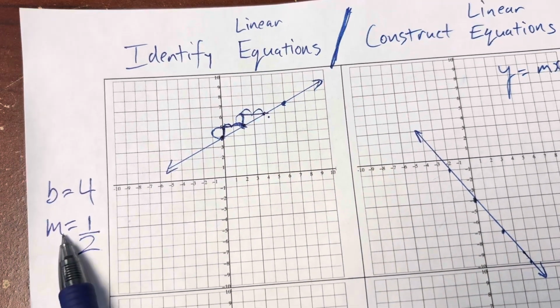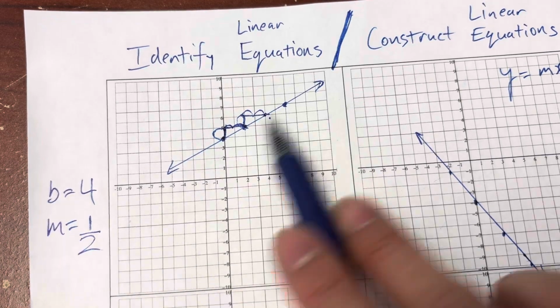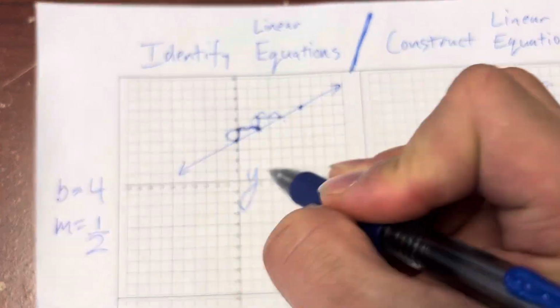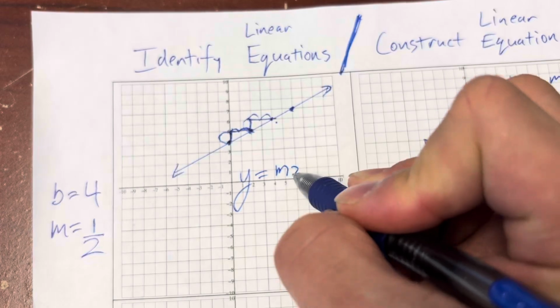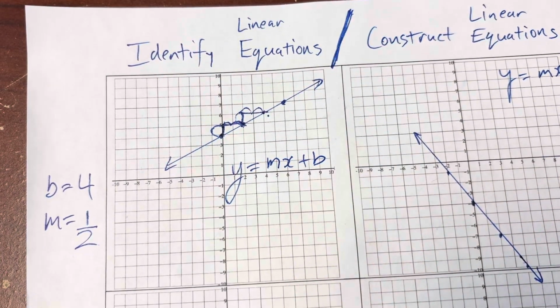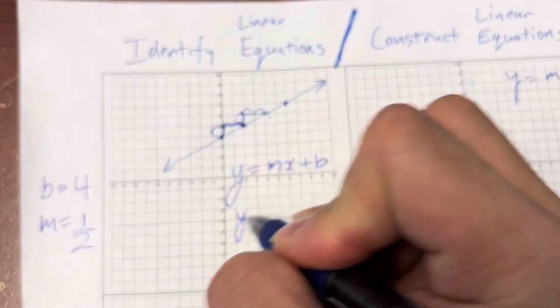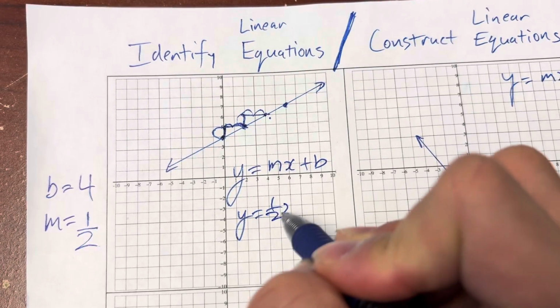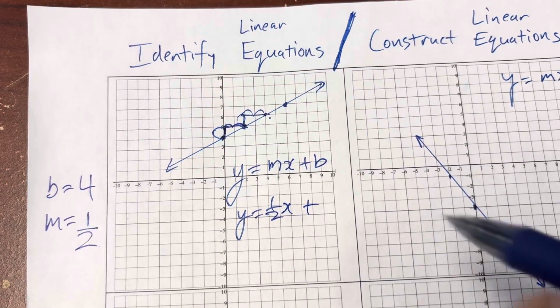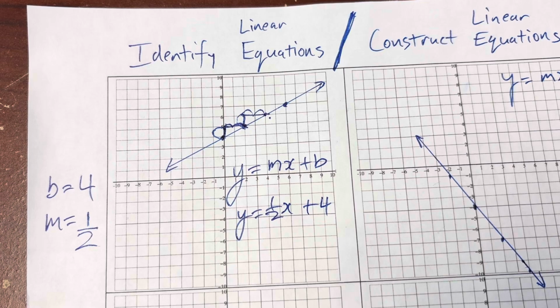Now that I have my m value and my b value, the equation of this line is going to be y equals, and in fact, I'll just write y equals mx plus b right there, and I'll substitute the m value and the b value. So it will be y is equal to 1/2 x plus 4, okay? And that's the equation of this line.